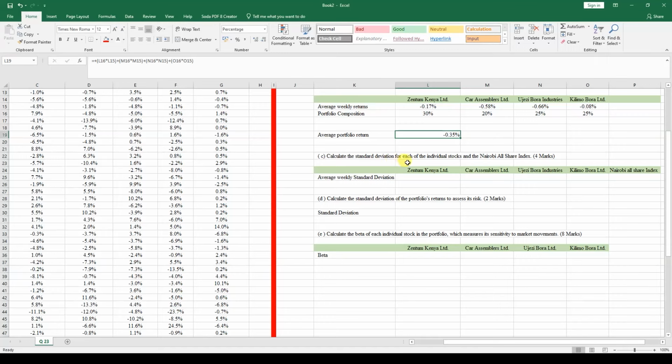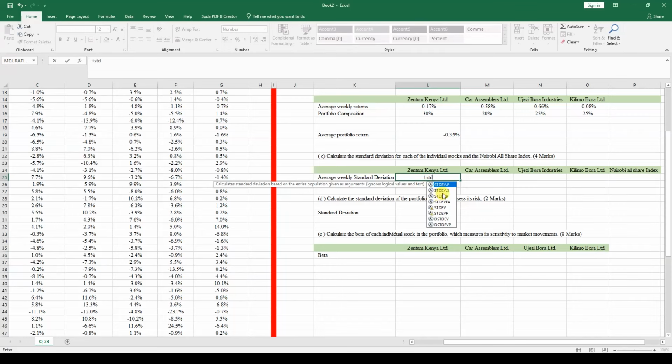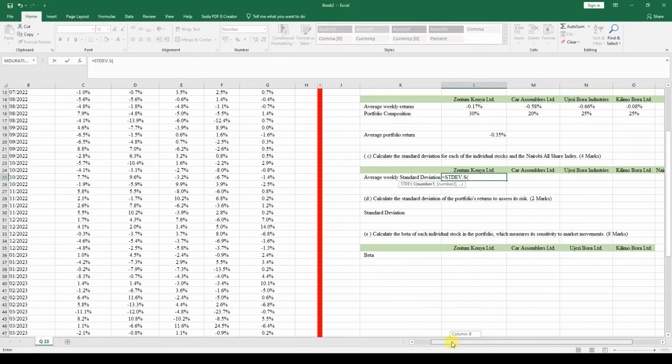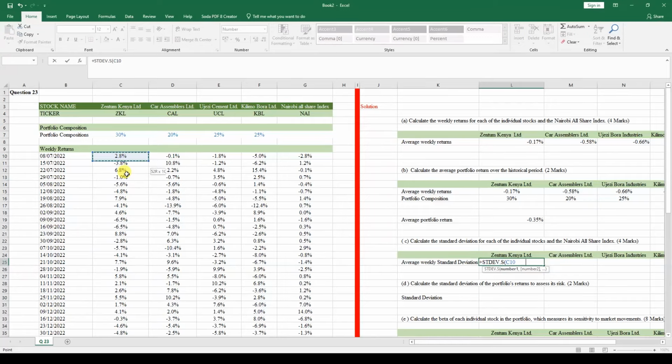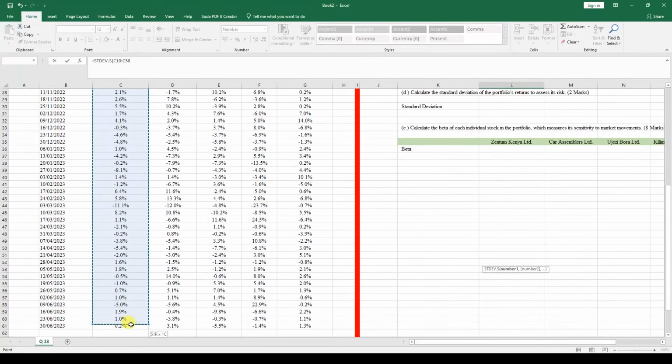Calculate the standard deviation for each of the individual stocks and the Nairobi All Share Index. That's 4 marks. So, for the standard deviation, pick STDEV.S, not P, because we're not picking for the entire population. We want STDEV.S, standard deviation for the sample. So we double click that, and we just pick the values here. We highlight the values for Z-Term down like that, and it calculates for us the standard deviation for Z-Term.